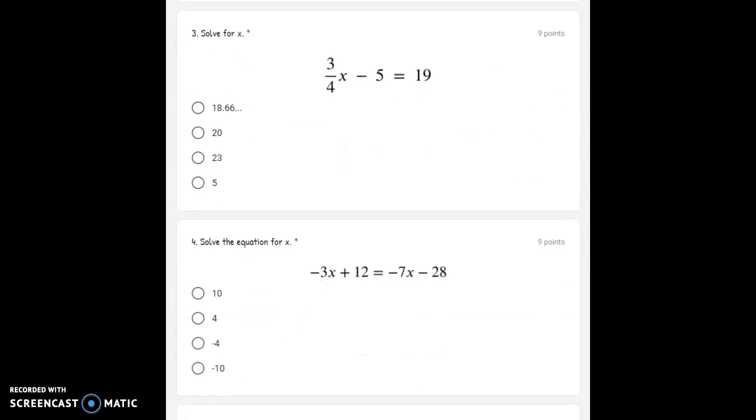Question number 3. Solve for x. 3/4 x minus 5 equals 19. 18.66 repeating, 20, 23, 5.